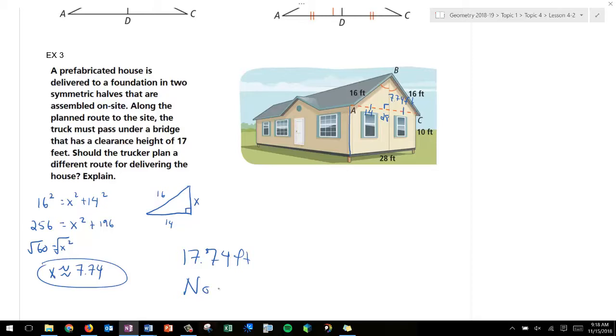That's it for isosceles triangles. They're a wonderful tool. We're going to use them throughout the entire year, so hopefully this gave a little bit of clarification on isosceles triangles.